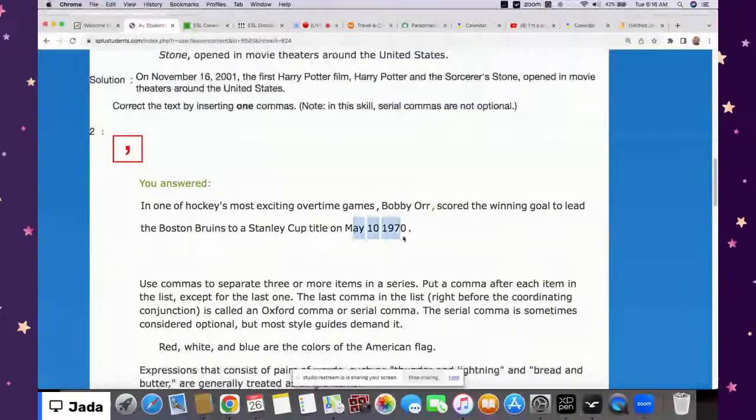So where do you have a mistake here? You need to add a comma after what? The day. So this is where you add the comma because you need to always put a comma after the day. Okay? So yeah. Okay, let's move on to the next one.